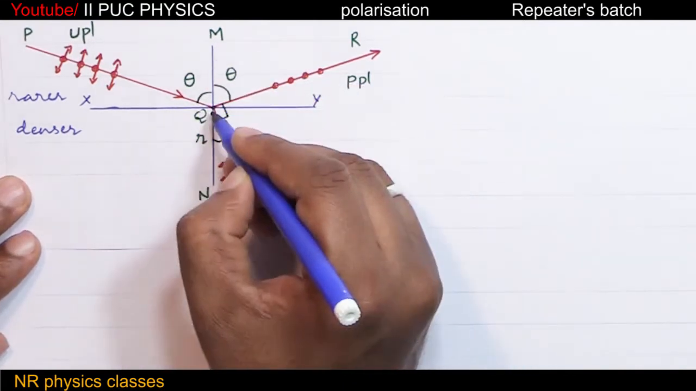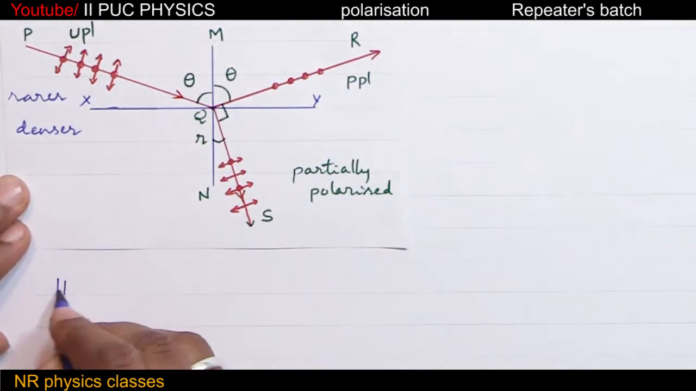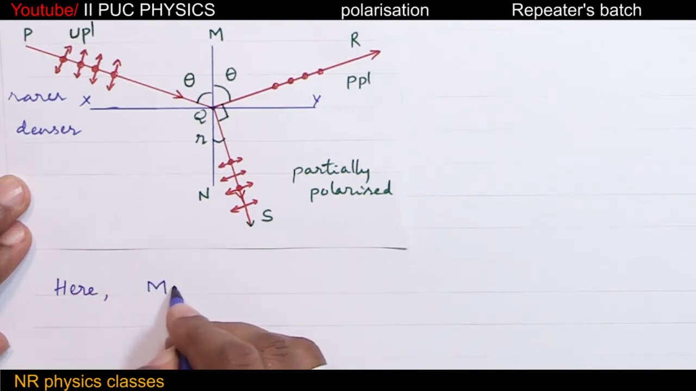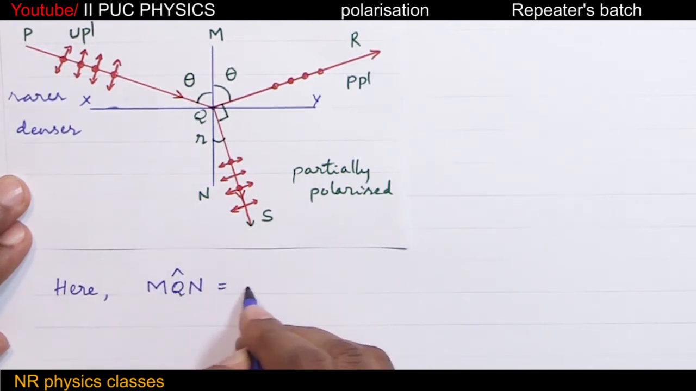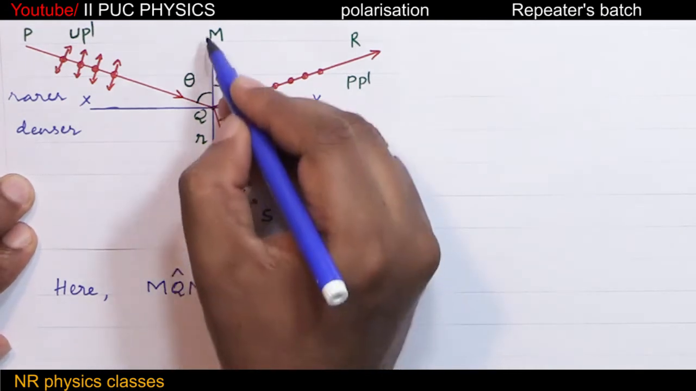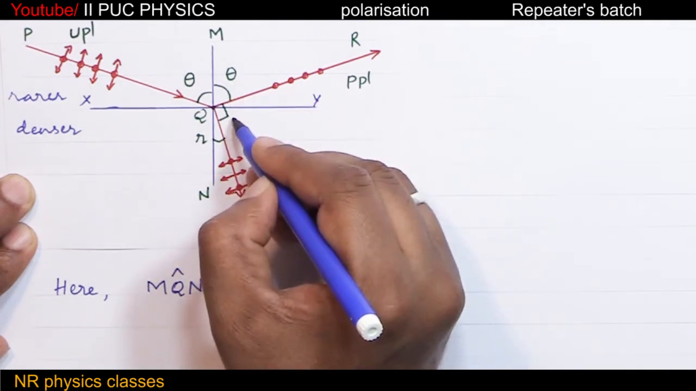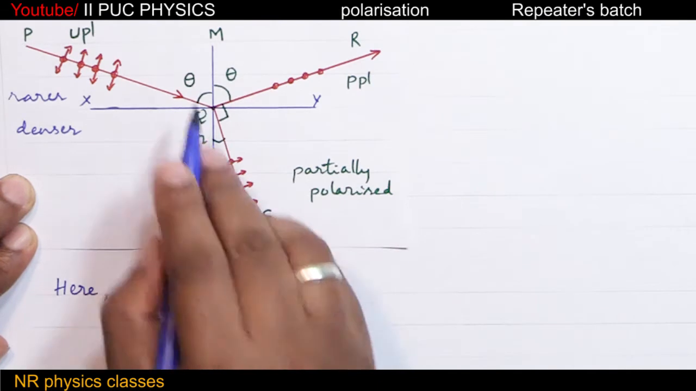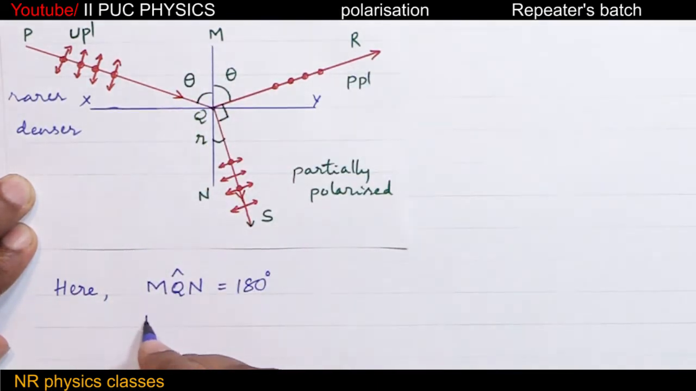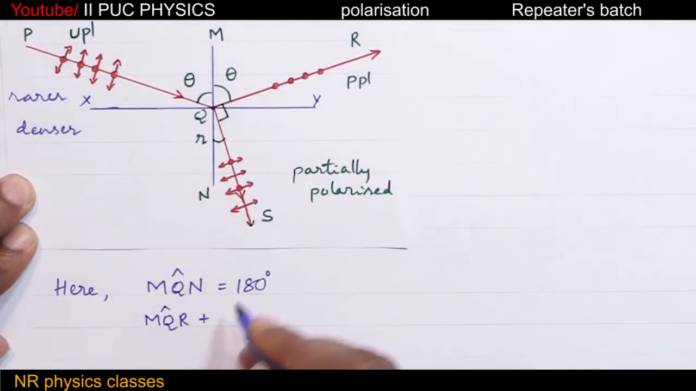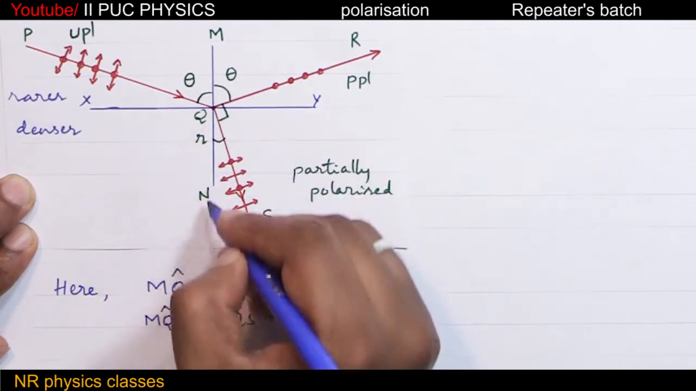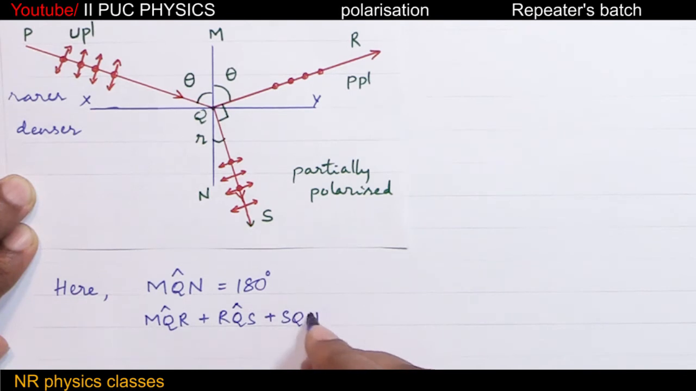Now in the diagram, MQN. Here angle MQN is a straight angle, therefore it is 180 degrees. But MQN is the sum of these three angles. Observe theta, 90, R. MQR plus RQS plus SQN equals 180 degrees.